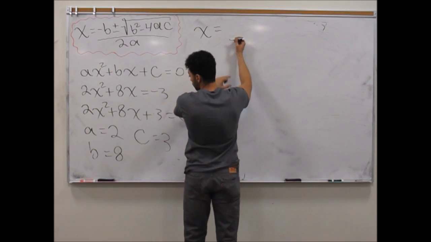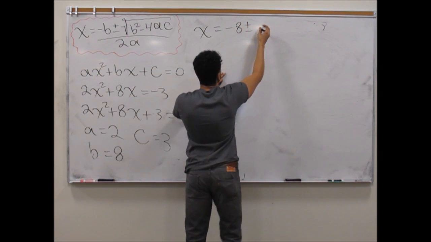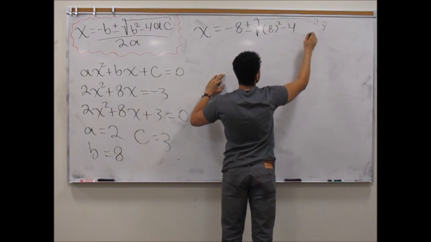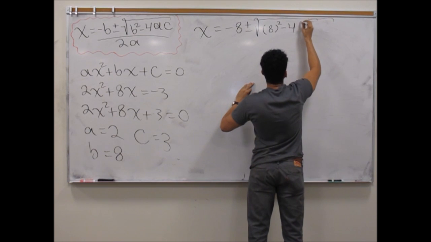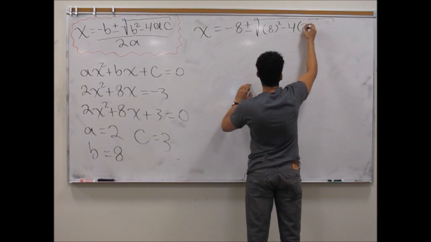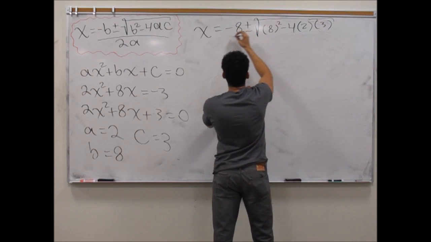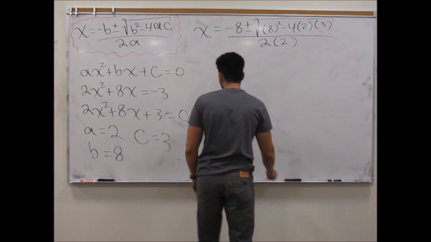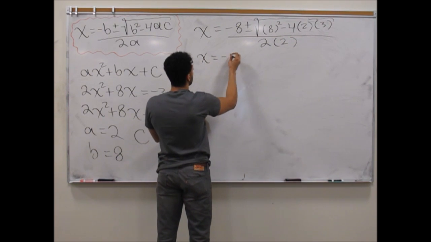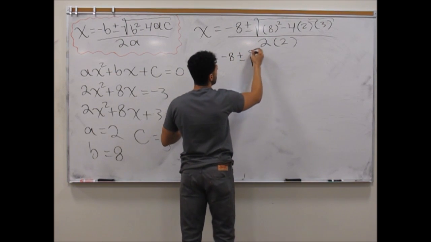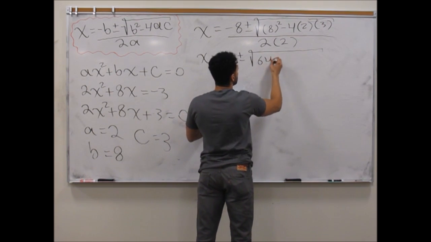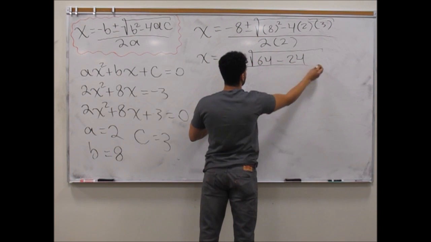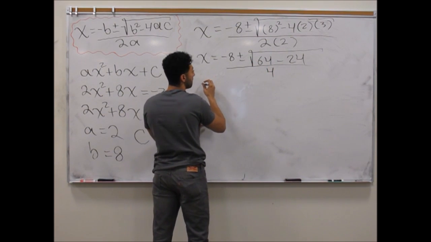X is equal to negative 8 plus or minus the square root of 8 squared minus 4. What was our a? 2, and our c was 3. And this is all over 2 times our a, which was 2. So then we get x is equal to negative 8 plus or minus the square root of 64 minus 8 times 3 is 24, all over 4.